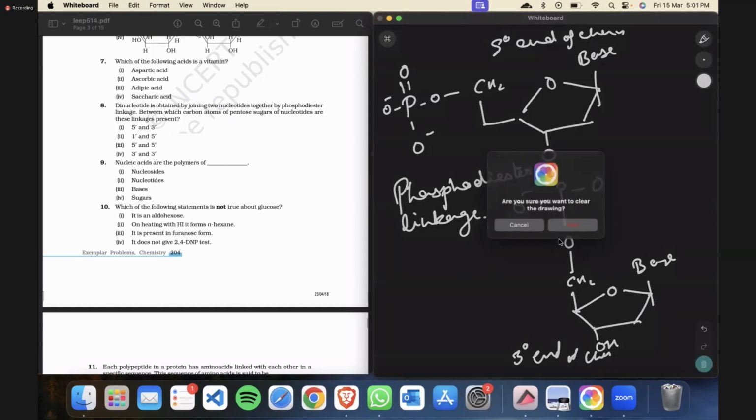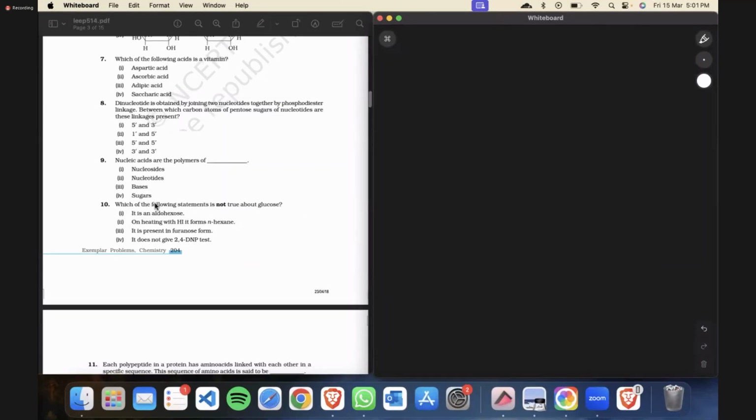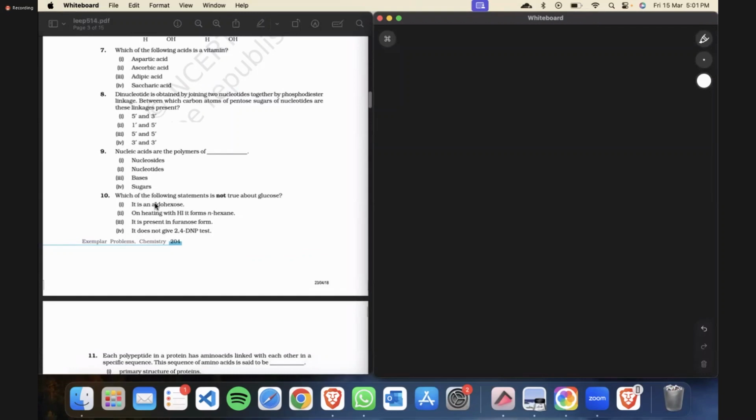So now moving on to the next question, question number 9. The nucleic acids are the polymers of what? Again, a theoretical type of question. So basically, the answer is nucleotides. Nucleic acids are the polymers of nucleotides, for example DNA, RNA, and the rest. And again, over here, phosphodiester linkage can be found, the same linkage that I showed you previously.